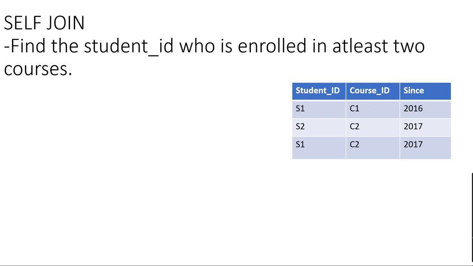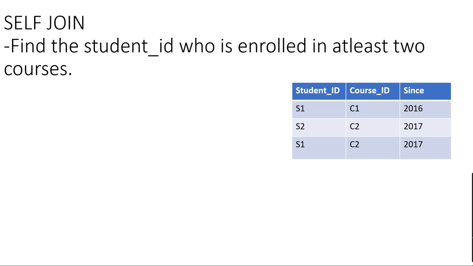So we have to determine the student ID who is enrolled in at least two courses. It may be more than two, it may be two, three, four courses, but at least two. In the student table, student ID is a primary key, but here it is a foreign key. Similarly, in the course table, it is a primary key, but here it is a foreign key. So it is a relationship table.